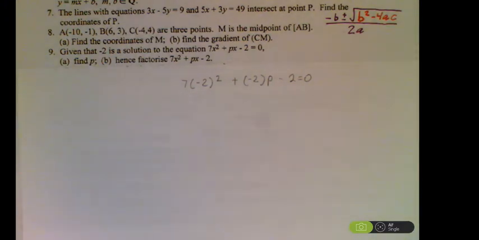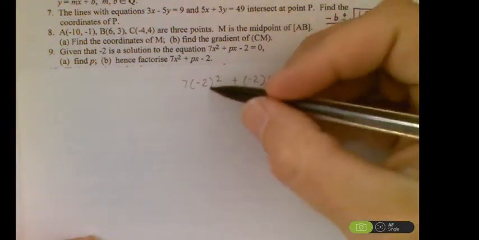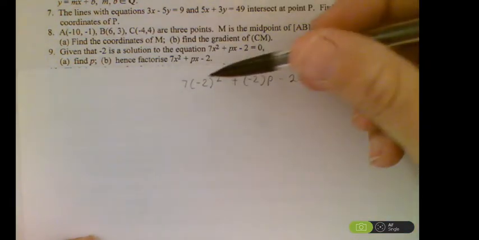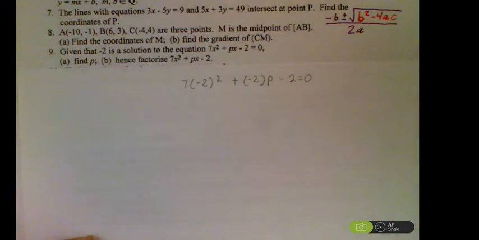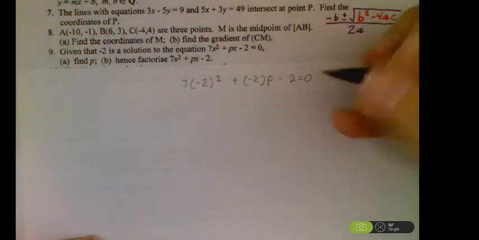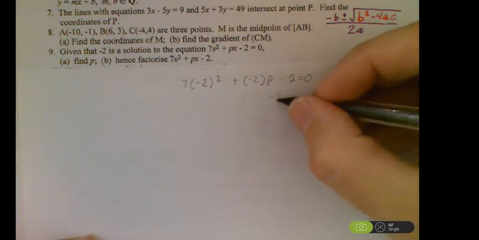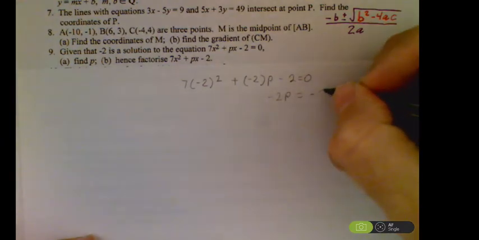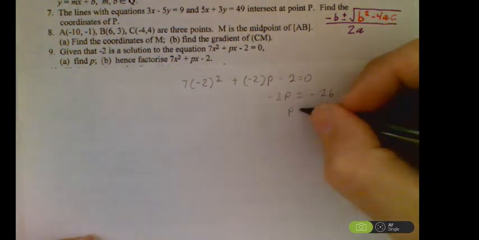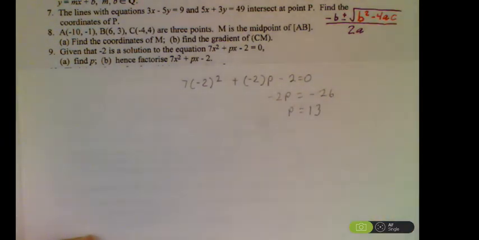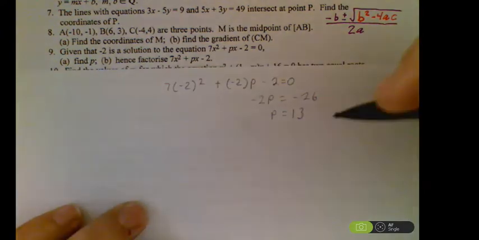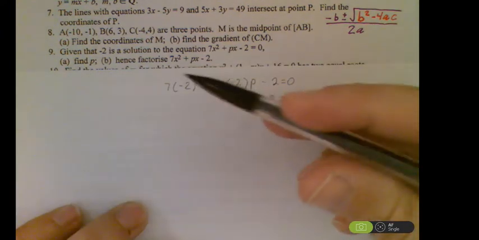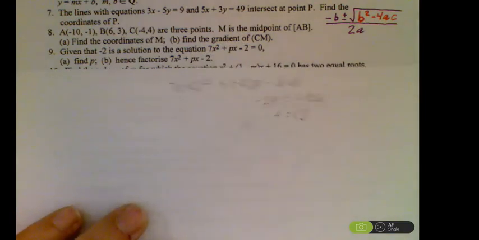If we work that one out, right here we'd be looking at 4 times 7, which is 28. 28 minus 2 is 26. And if I subtract the 26 over to the right, I'm looking at -2p equals -26. So we're coming out with p equals 13. All right, now that we know that p is 13, we can sub that back in here to then factor part B on this one.